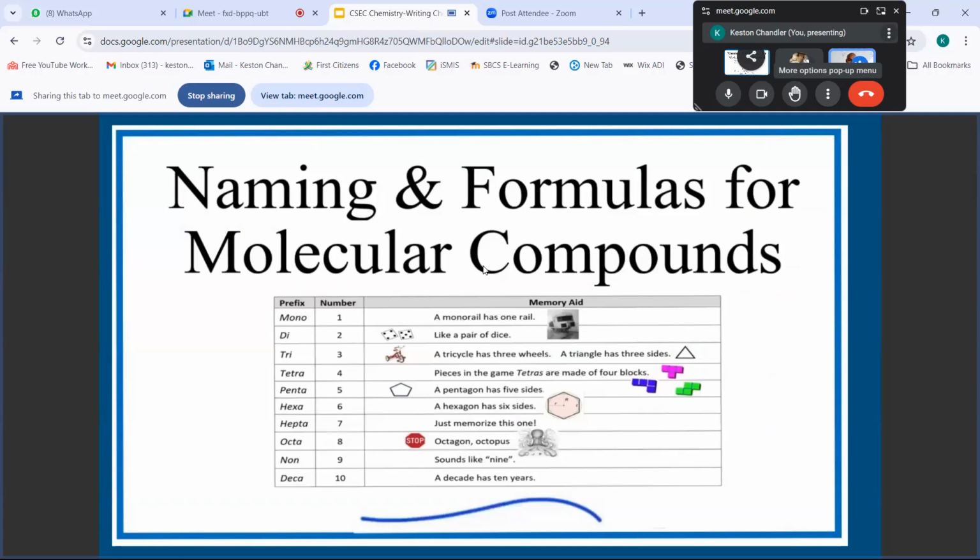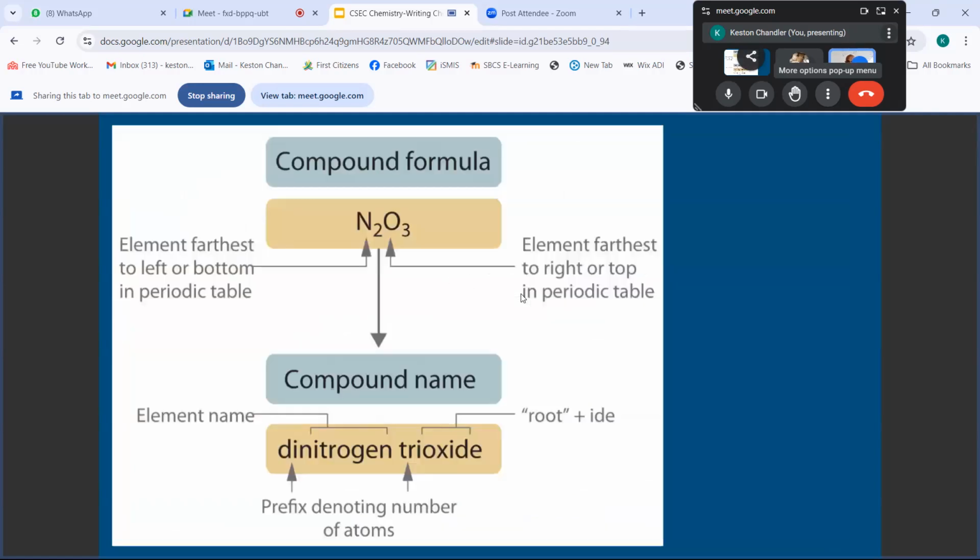Here are some prefixes as well, because when doing our covalent bonds, sometimes you may find compounds that would require 4 atoms. We use tetra for that, penta for 5, hexa for 6, hepta for 7, octa for 8, nona for 9, and deca for 10. So these are some important prefixes that you need to know when you're naming formulas for molecular compounds. Molecular compounds will be covalent compounds, right?